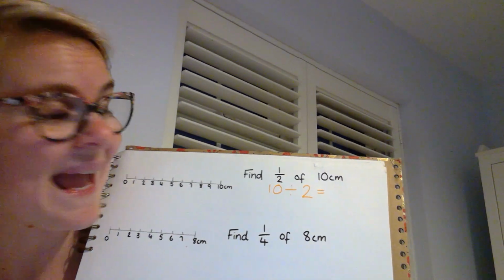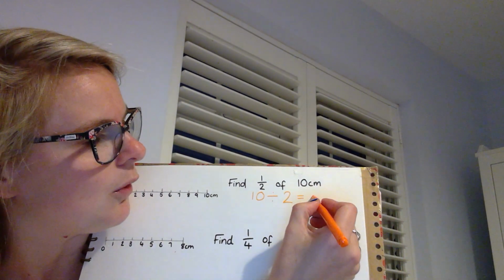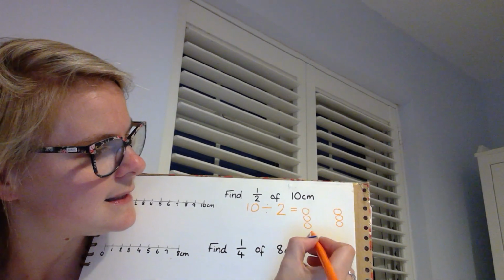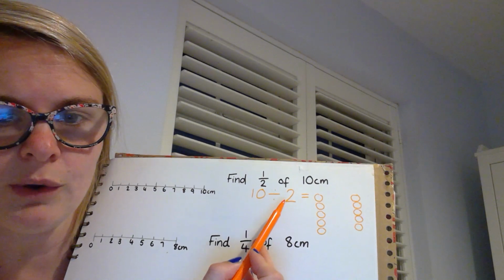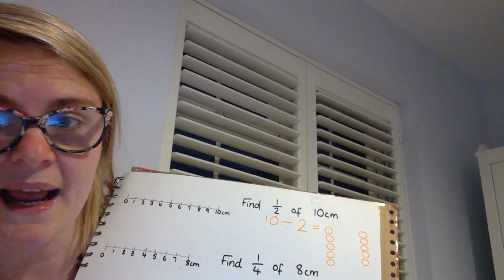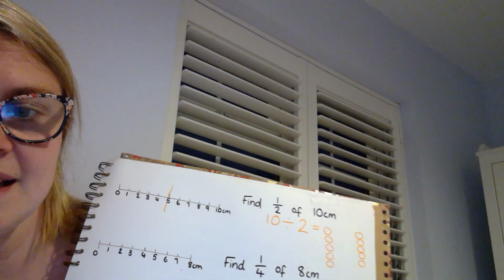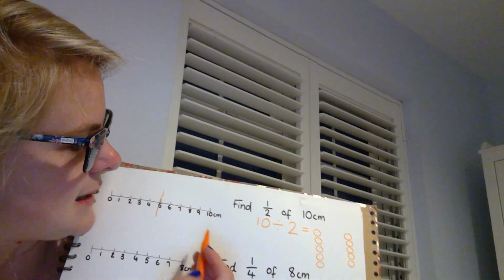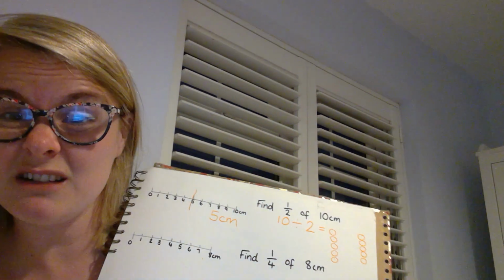So again, you might be able to do this in your head because you've been practicing on Hit the Button, but I'm going to share my counters out just to make sure I'm right. So I've got 1, 2, 3, 4, 5, 6, 7, 8, 9, 10. So I've shared my 10 into 2 equal groups and I can see I've got 1, 2, 3, 4, 5 in each of my groups. So if I find my 5 here, I can see that that's right. I can see that it looks like it is halfway between the 0 and the 10. So my answer is going to be 5 centimetres. So half of 10 centimetres is 5.